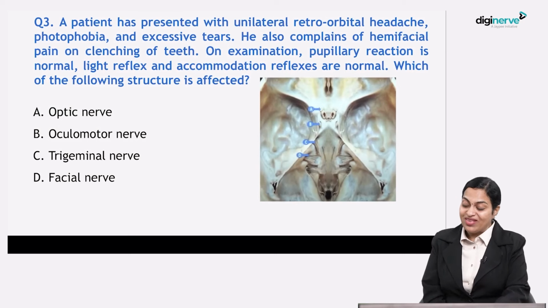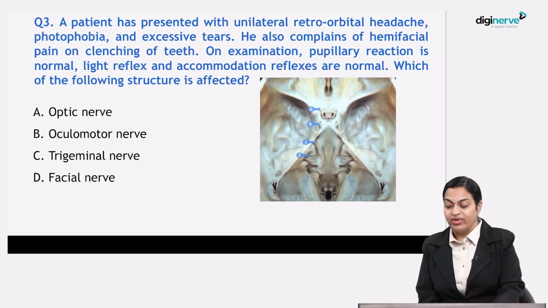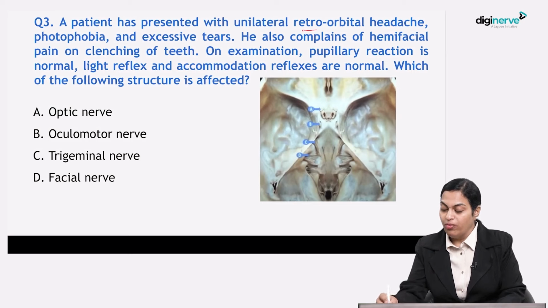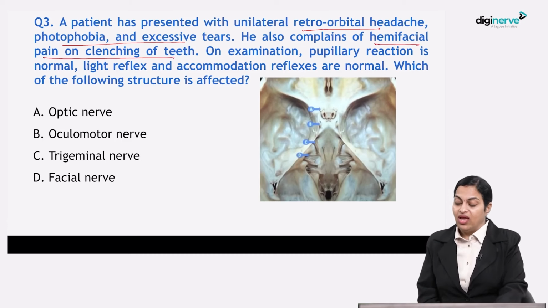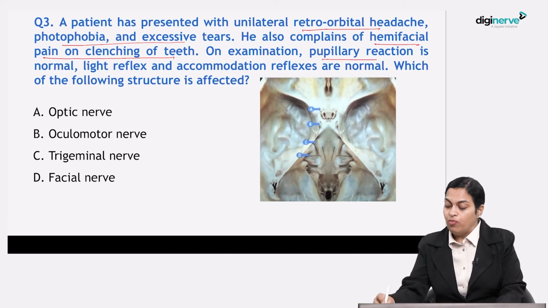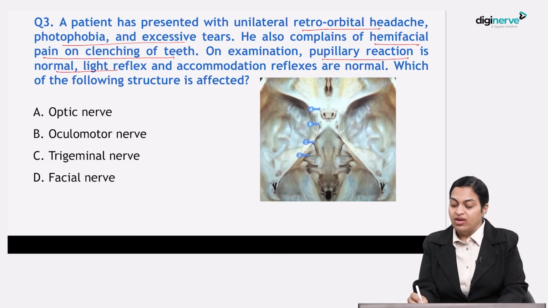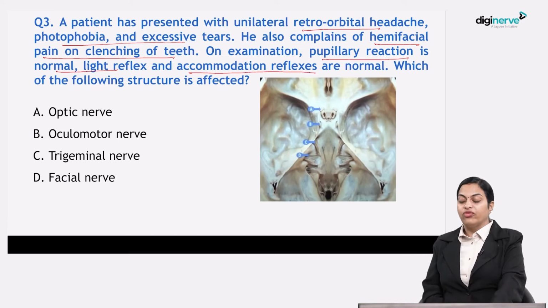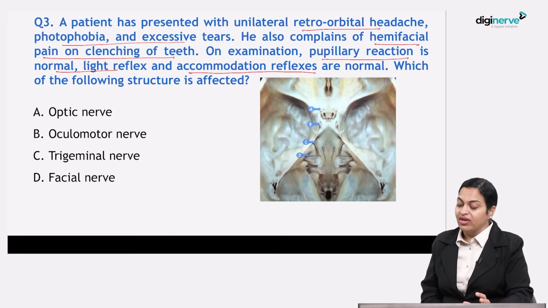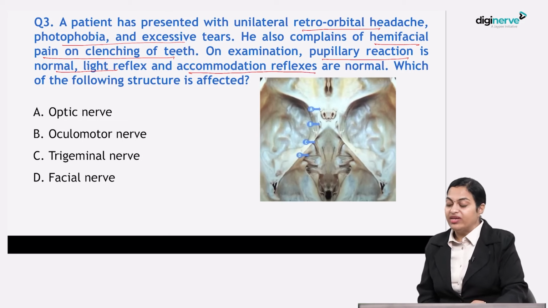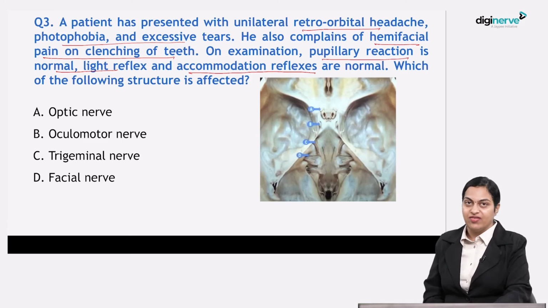A patient presented with unilateral retroorbital headache, photophobia, excessive tears. He also complains of hemifacial pain on clenching of teeth. On examination, pupillary reaction is normal, light reflex, accommodation reflexes are normal. Which of the following structure is affected? So they have actually given an image-based question to identify A, B, C, D and then answer from it.